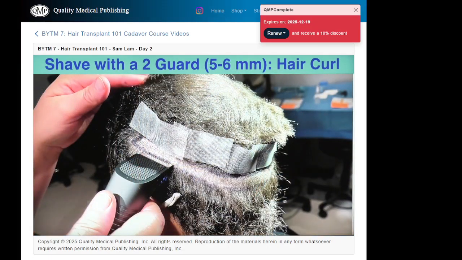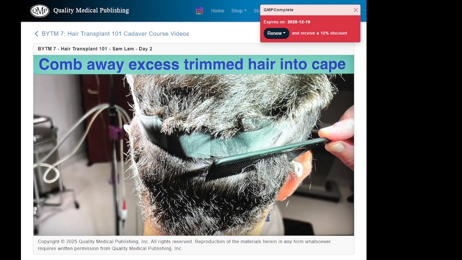Remember what I said for this? I like to see the hair curl, so I leave it a little bit longer with the 2-guard, so it gives you about 5 or 6 millimeters there, and the hair curl helps my staff know how to direct the orientation of the graft. And then my staff, this is what my staff does to prepare it after I determine where I want to harvest, and then I've already finished the hairline. I walk out of the room and they're preparing this and getting them ready to go.